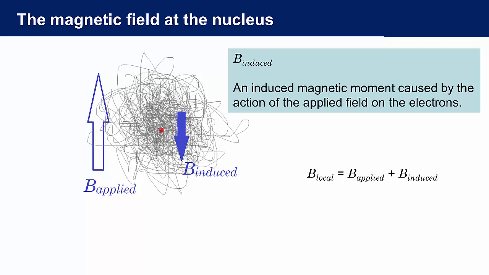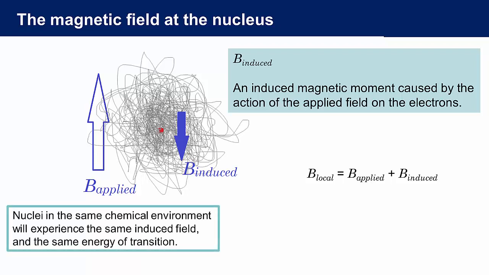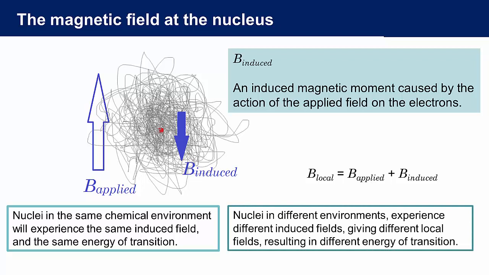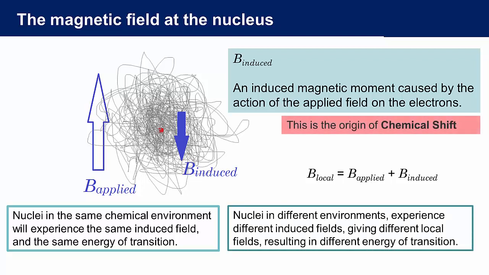Now, within a molecule, atoms experience different environments and different distributions of electrons. Think of a molecule of methanol. Each hydrogen atom in the methyl group experiences the same electron distribution and the same induced moment and the same local magnetic field. But a hydrogen atom on the hydroxyl group is in a different environment with a slightly different electronic distribution, a slightly different local field, giving an absorption at a slightly different energy. This is the mechanism by which atoms in different environments give us signals in different places in the NMR spectra. We call atoms in the same environment chemically equivalent and atoms in different environments chemically inequivalent.